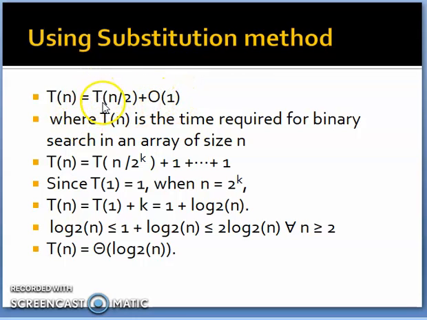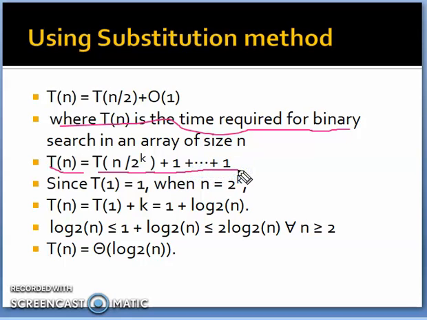And what we have as the base case is T of 1, that is if there is only one element in the array, only one comparison is going to happen. So T of 1, that is for a single element, the complexity is 1. Now here we have T of n as the time required for the binary search. T of n is equal to T of n upon 2 raised to the power of k, plus 1 plus 1 plus 1.